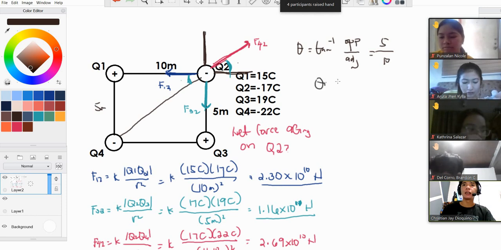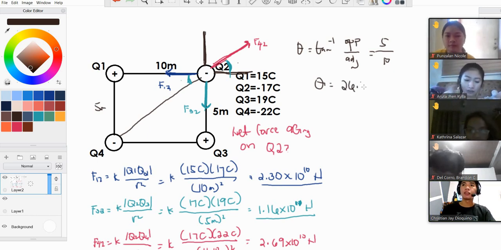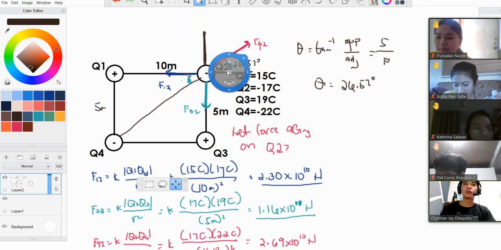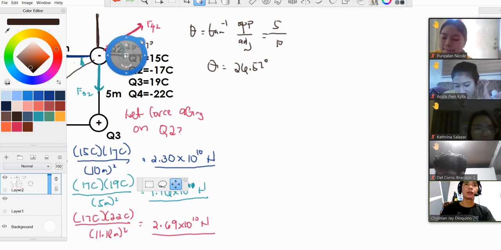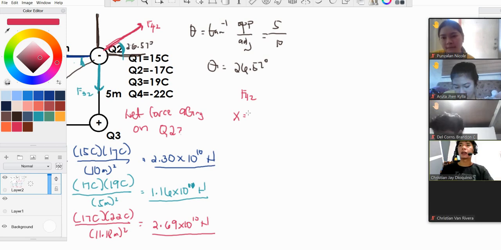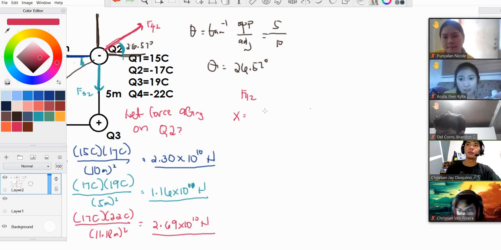Then, our angle is 26.57 degrees. So, this will be our angle. Okay. So, let's proceed now to the x and y component of the vector F42. Okay, so F42, x component. K. X component. F42 cosine angle.